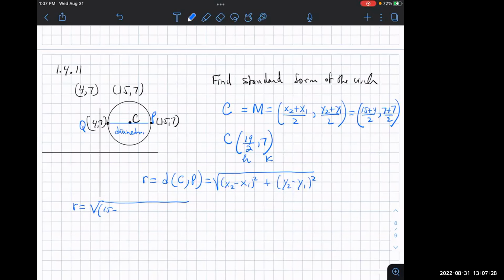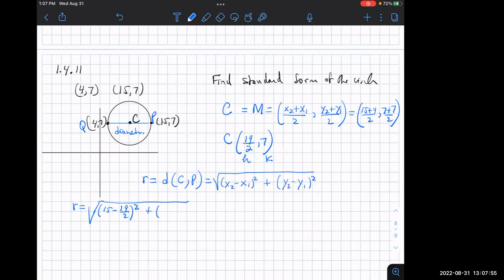Oh, I see. You want to do the diameter. I thought, oh, CP. Yeah, you could also do the diameter, which is QP. Oh, so I could just use the 15 minus 19 over 2 instead? Yeah, okay. That will be for the radius. But it's true that you can also do the diameter and then just divide by 2.